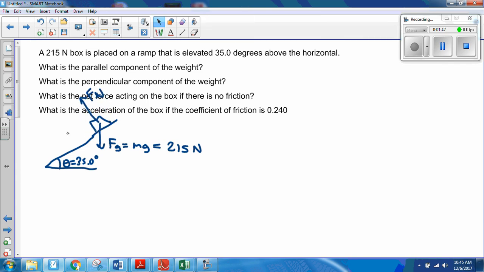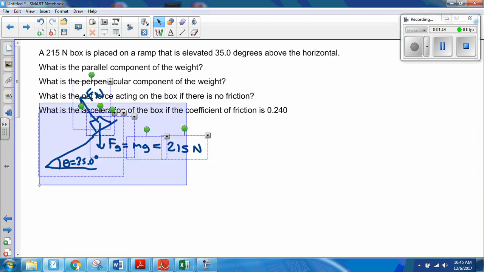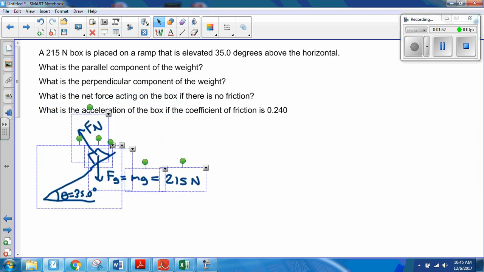Let's see if I can move this whole thing down real quick. There we go. Get it out of there.